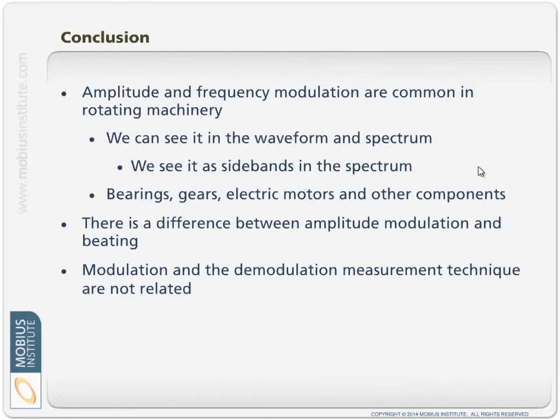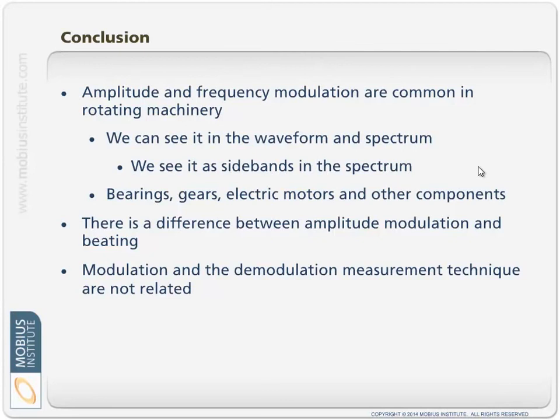Okay, so amplitude and frequency modulation are common in rotating machinery. We can see the results of particularly amplitude modulation in the waveform, and in the spectrum we can see amplitude and frequency modulation quite clearly. In the case of the spectrum, we see it in terms of the sidebands, and we can look at how many sidebands and the relative amplitude of the sidebands and how they change over time.